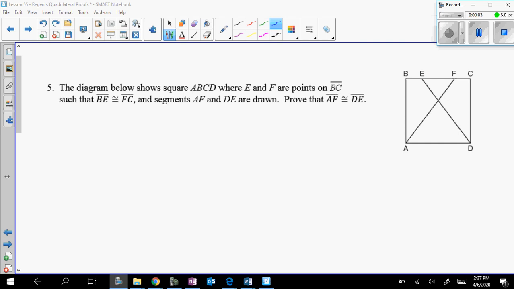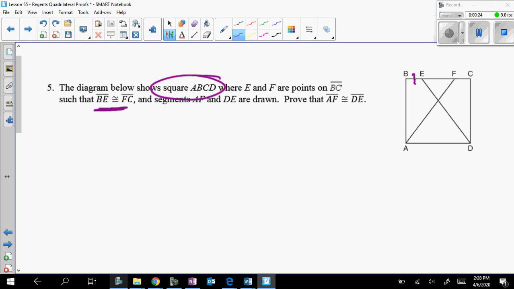Okay, here's a couple more proofs I'm going to walk you through for lesson 55 if you need my guidance. So number 5 tells us that this is showing a square. Let's think of all the things we know about squares, because any fact a square has we can use in our proof.